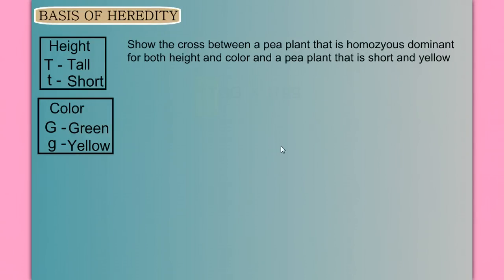Let's see if you came up with the correct genotypes for these parent plants. A plant that is homozygous dominant for height will have two big T's, and homozygous dominant for color, two big G's. And if a pea plant is short, it must have two little t's, and yellow, two little g's. So here are our parents.